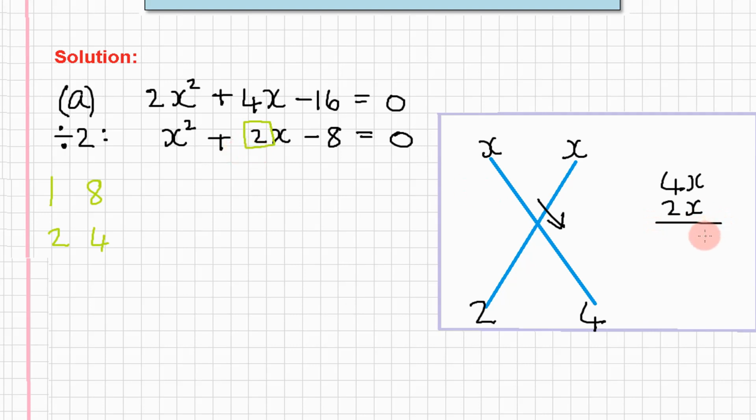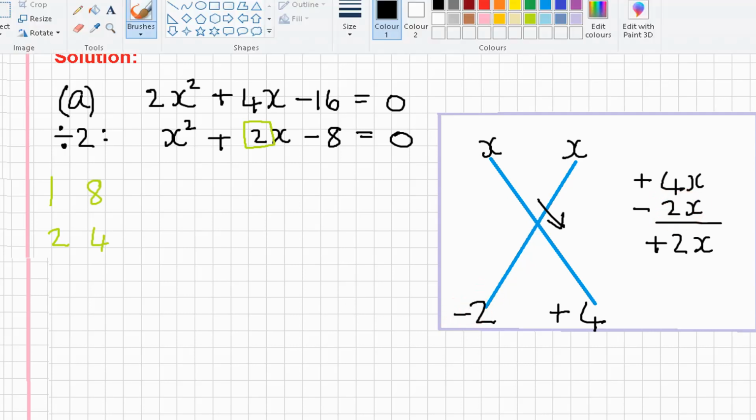The middle term must be positive 2x. Now, the only way that 4 and 2 can give us positive 2 is if the 4 is positive and the 2 is negative. So positive 4x minus 2x is positive 2x. We got 4x by multiplying x by 4, and 4x is positive, so we need a plus here. We got 2x by saying x times 2, and 2x is negative, so we need a minus here. Now we can group vertically.